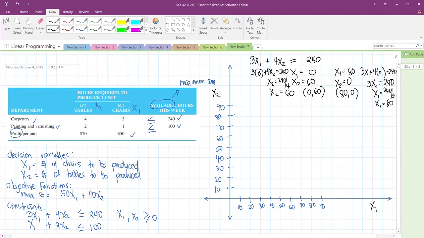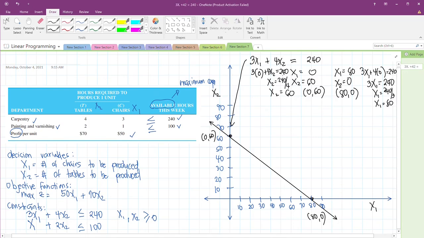Okay? This is our 0, 60. Then the next is 80, 0. So 80 on x1 and 0 on x2. This will be that one. So this is the 80, 0. And then, since we have 2 points, we connect them with a line. So we will draw a line. Okay, so that's our line for 3x1 plus 4x2 equal to 240.